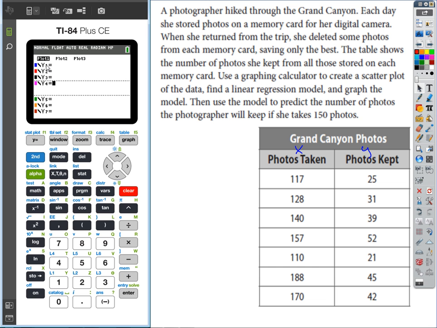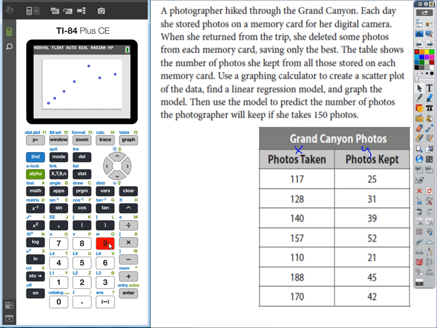Okay, but I'm going to turn on plot number 1. And all I do to turn on plot 1 is go up, highlight it and hit enter. If I turn on plot 1, now if I just hit graph, I don't really see any of my data. But if I want to see the data, I can go to the zoom menu and just hit zoom stat. So zoom 9 is going to fix the window so my data shows up, and there it is.